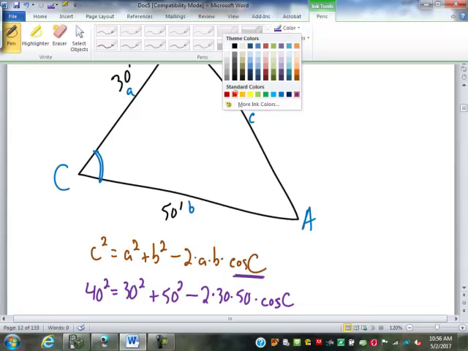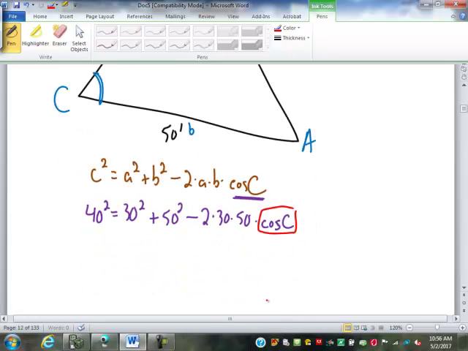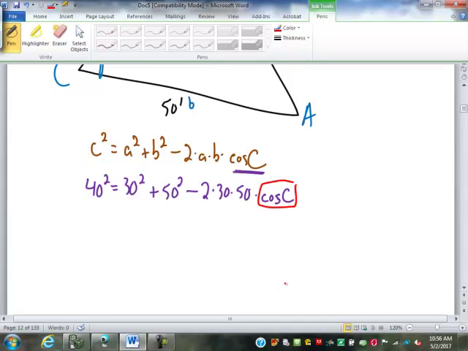Now basically what I'm going to do here is treat the cosine of C as my variable. That's like my x. Everything else I can simplify. So the question is, what can I simplify? Well, on the left side over here, 40 squared is 1600. On the right side, I can actually combine these. 30 squared is 900. 50 squared is 2500. That adds together to get 3400.